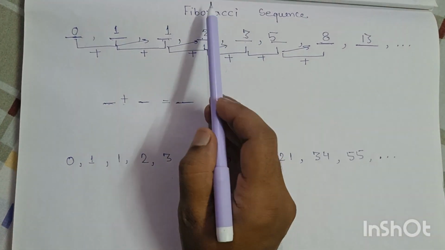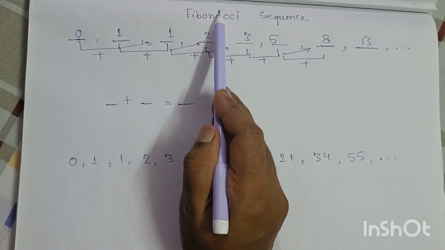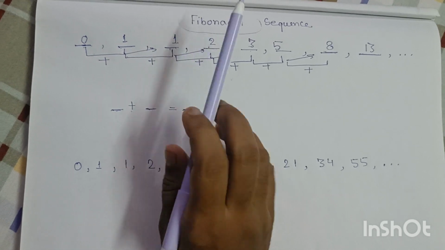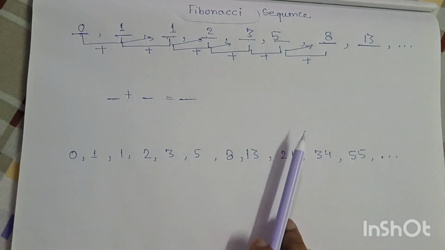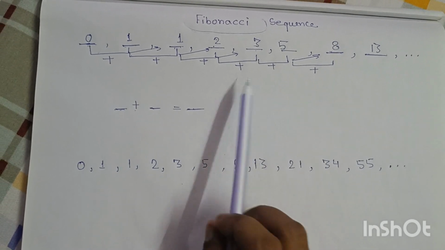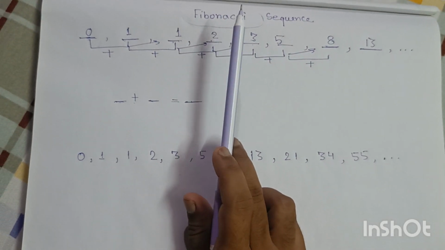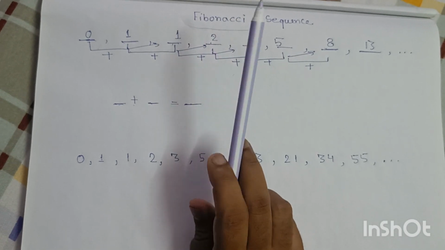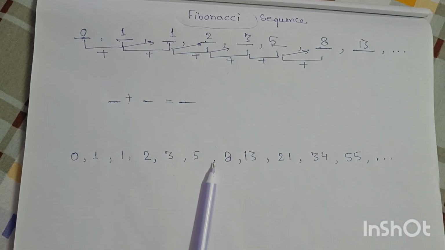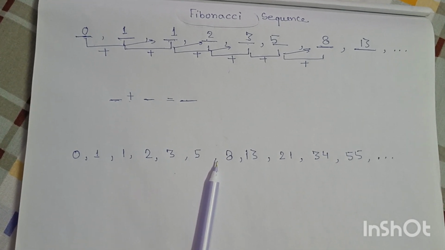Now let's understand why we have got this name Fibonacci sequence. This sequence has been introduced by the Italian mathematician Fibonacci. This mathematician Fibonacci introduced this sequence, and because of his name, it is called Fibonacci sequence. That's why we know this. So I hope you have understood Fibonacci sequence.